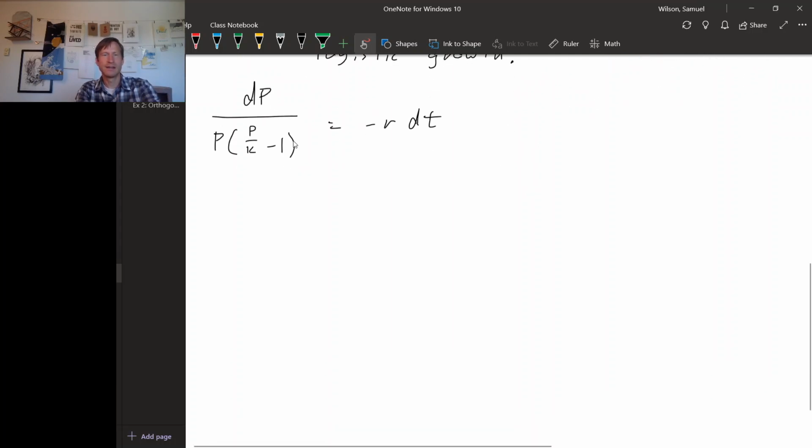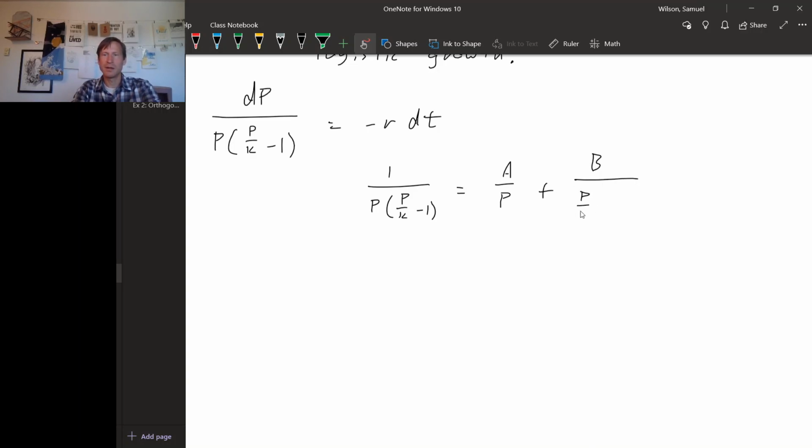And let's see, next we need to integrate on both sides. But on the left-hand side, to integrate here, we're going to have to do partial fractions. So let's do that now. So we have 1 over p times (p over k minus 1) should be equal to some number over p plus some other number over (p over k minus 1), right?